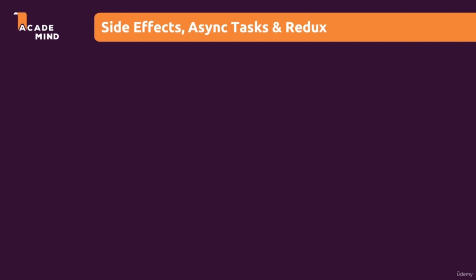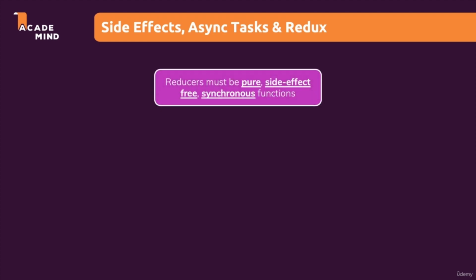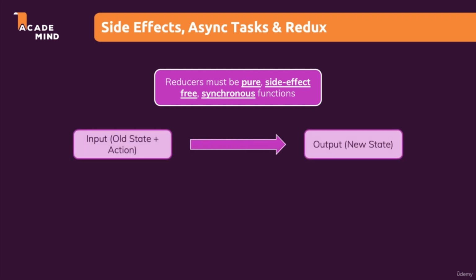Now let's start with looking at asynchronous code and side effects in general, even if the code should be synchronous, and Redux. Because there is one super important rule. Your reducer functions must be pure, side effect free, and synchronous. So your reducer functions should take some input, in the case of the Redux reducer, the old state and the action, and then produce some output.